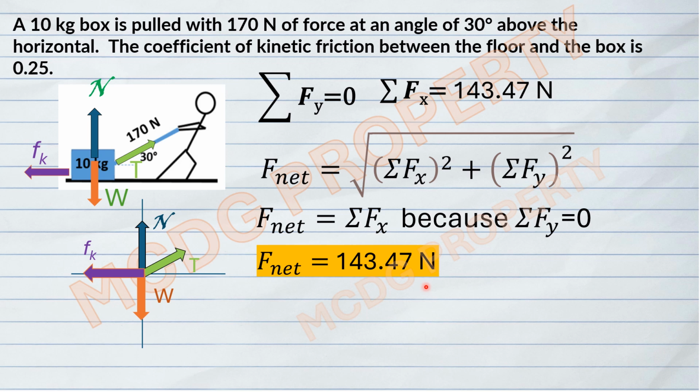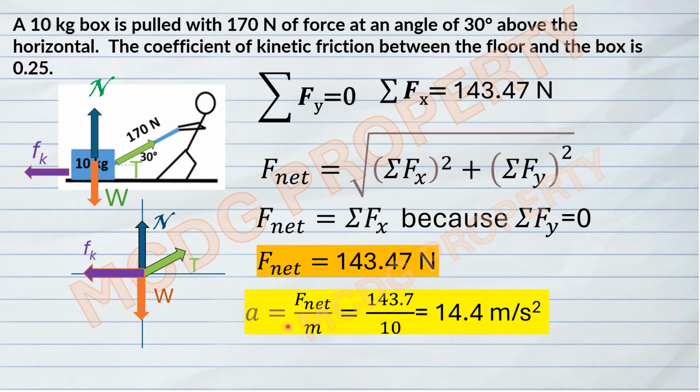We can also calculate for the acceleration. Acceleration using Newton's second law of motion is equal to the net force divided by the mass of the box. And this is equal to 143.7 divided by 10, and that is equal to 14.4 meter per second squared in the direction of the net force, which is to the right.